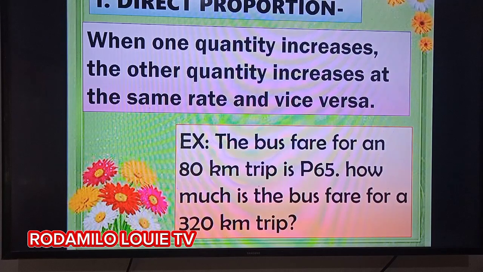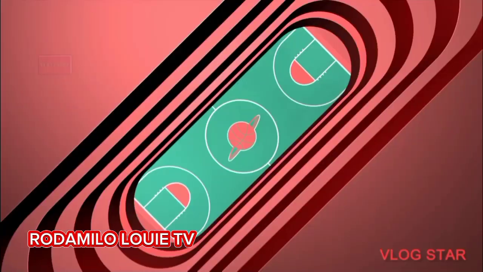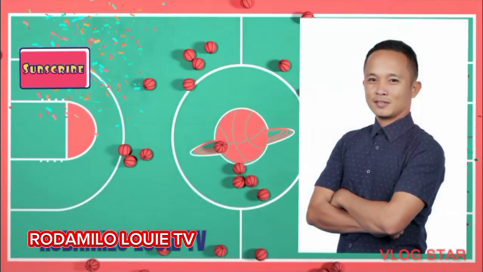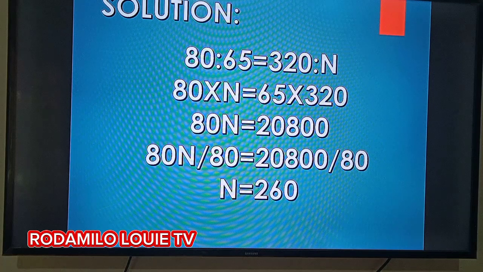So example, the bus fare for an 80-kilometer trip is 65 pesos. How much is the bus fare for a 320-kilometer trip? So we need to find the fare sa 320 na kilometer trip. Okay, so this is the solution in our problem. Okay, let's have the solution.